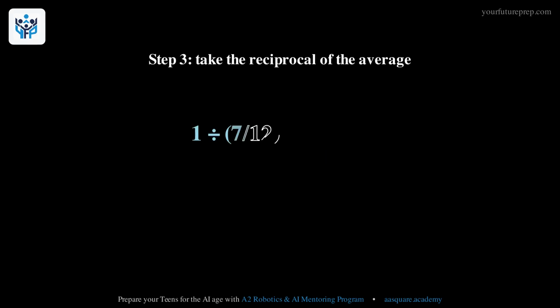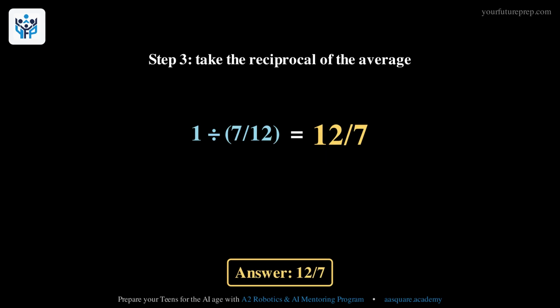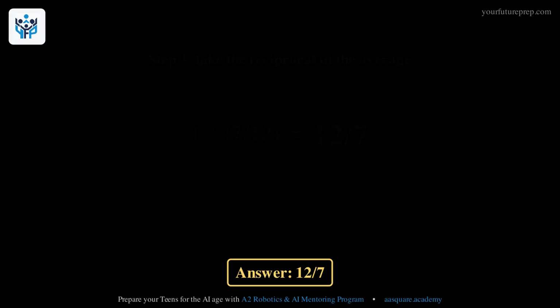Finally, the harmonic mean is the reciprocal of that average. The reciprocal of 7/12 is 12/7. So the harmonic mean is 12/7. Choice C.